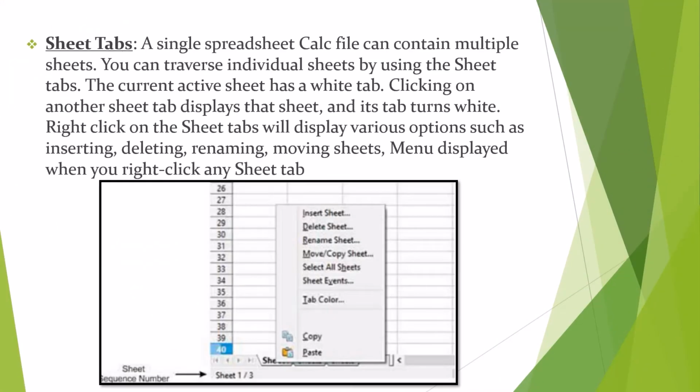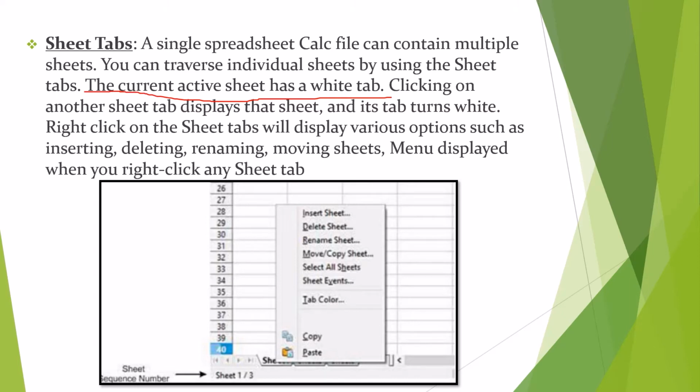Next is the Sheet tab. The Sheet tab is basically used for displaying the various sheets present in the spreadsheet software. Whichever sheet is active, that means the current active sheet, will have a white tab. If we are on Sheet 1, it will display a white tab. If we are on Sheet 2, it will display a white tab. Similarly for the others too. Whichever is the current active sheet, it will display a white tab.